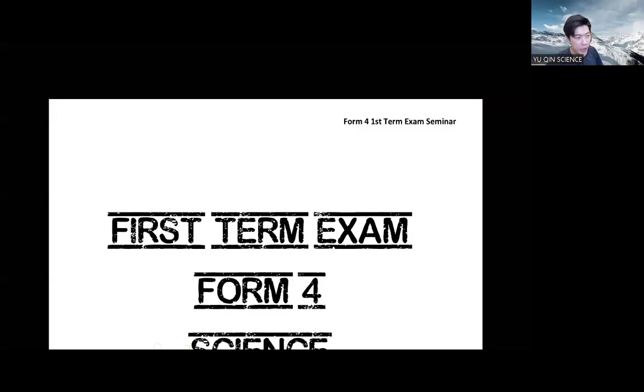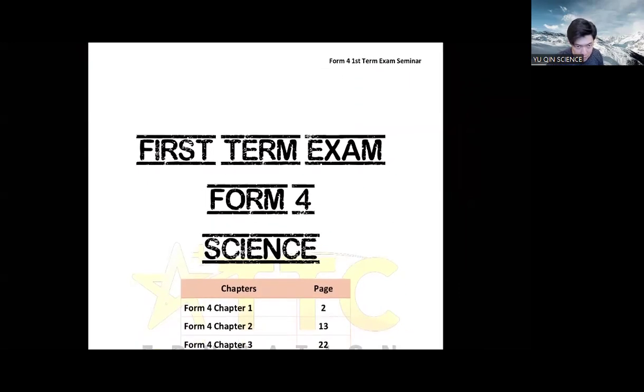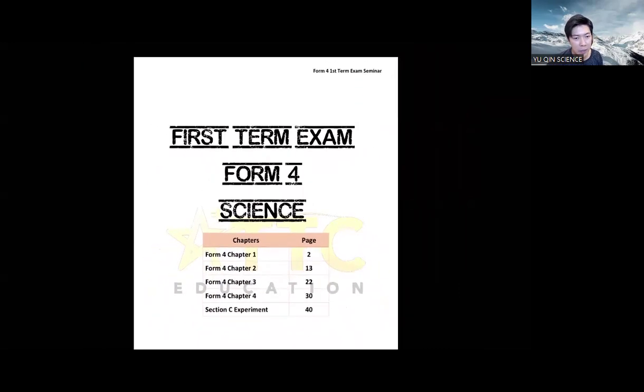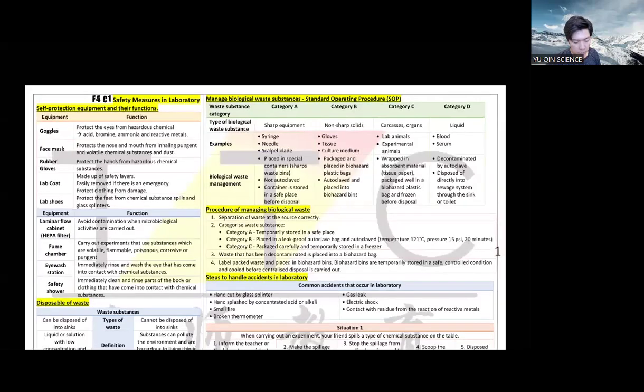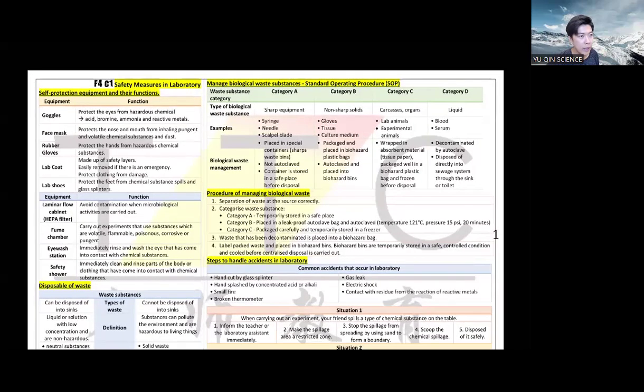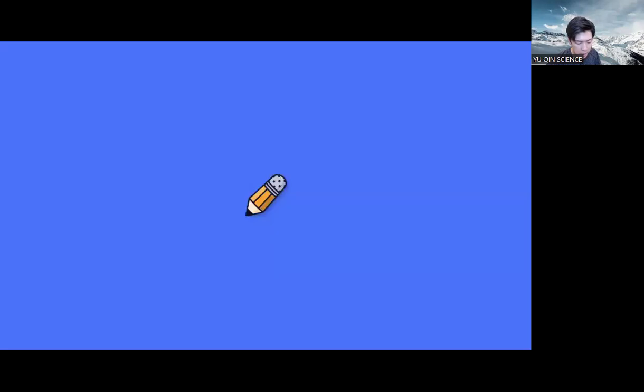So first of all, I need you all to check the material. So we have three materials. So this is the exercise part, chapter 1 to 4, and then section C, experiment. And then you should have short notes. Okay, short notes that look like that. The colored one.